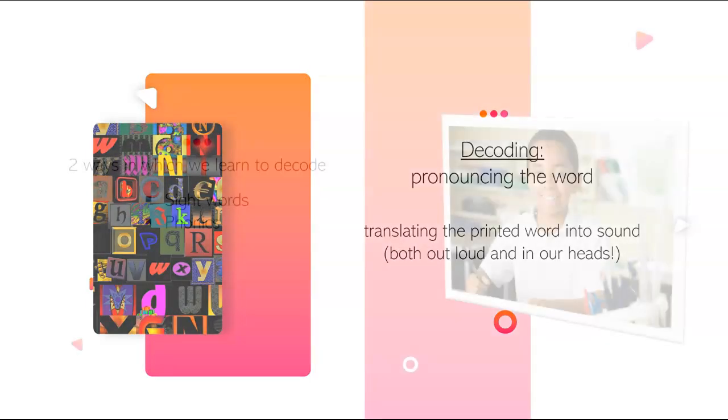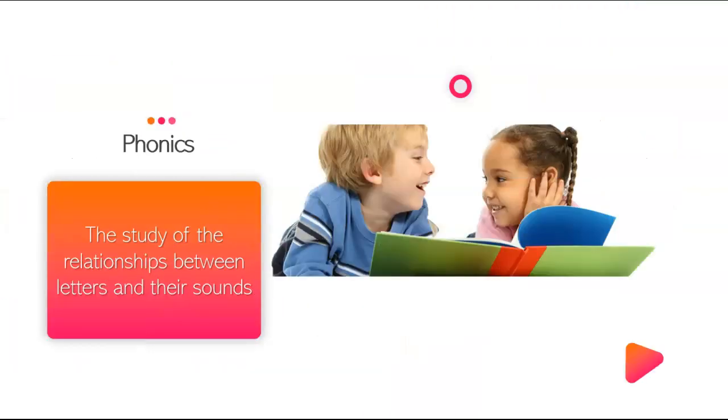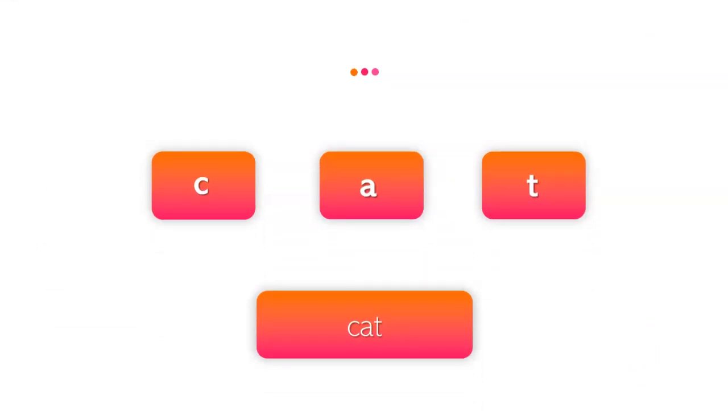Two of the ways in which we learn how to decode words are through phonics and learning sight words. So again, in phonics, we're learning the relationships between letters and their sounds. Once we know the sounds of the letters, we can then put those sounds together to pronounce the word. If you see the word and you know each letter of the word and the sound that it makes, you can sound it out by pronouncing each sound, K, a, t, and then blending those sounds together. Cat.